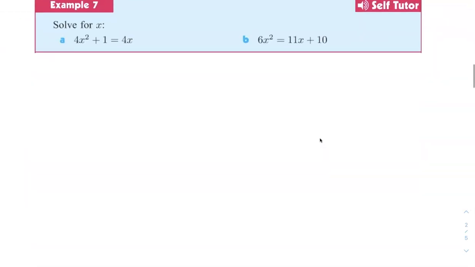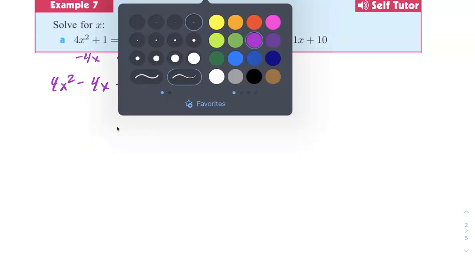Let's do a couple more difficult ones. Same idea: set equal to 0, that's always step 1. So subtract 4x from both sides. You want to go down in order. So x squared minus 4x plus 1 equals 0. Now you just have to know how to factor that, any way you know how. It does not matter to me how you factor it.